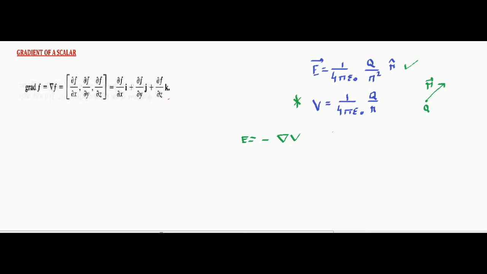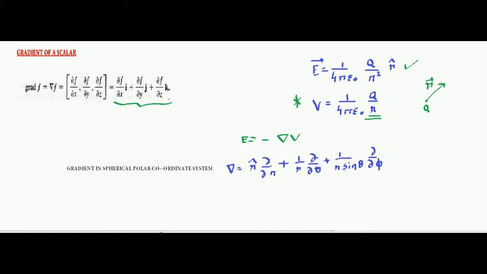Now the question is, since V depends on the radial vector r, I cannot use the Cartesian form of the gradient. I need to use the spherical polar form of the gradient. So let us see how the gradient is written in the spherical polar coordinate system. So this is how the gradient is written in the spherical polar coordinate system. But we know that V depends only on the radial vector r.